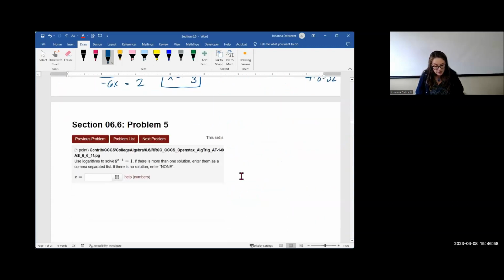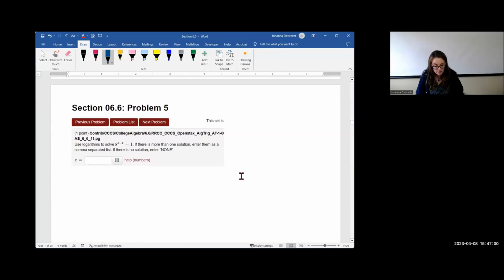Right? So now I'm going to take a look at problem number 5, where we need to use logarithms, because these are not powers of the same base. I have 8 as the base on the left, and on the right is the number 1. So those are not both powers of 8, not both powers of 2. So in this case, I have to use logarithms to try to solve. And what I'm going to use is the natural log. Neither one is base 10, so it makes more sense to use natural log.